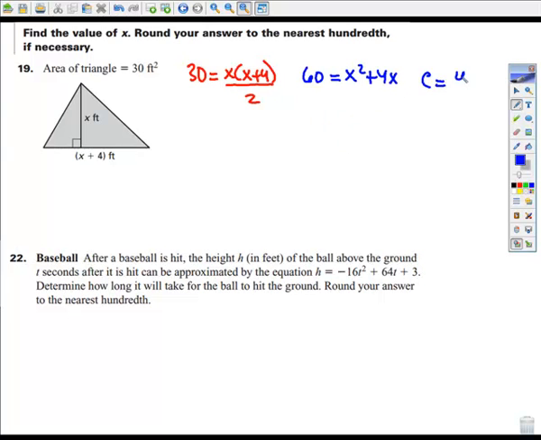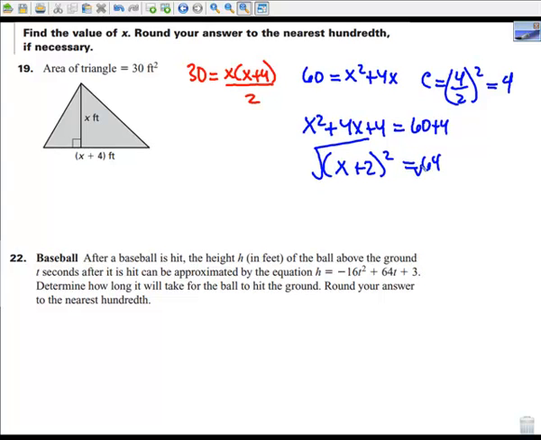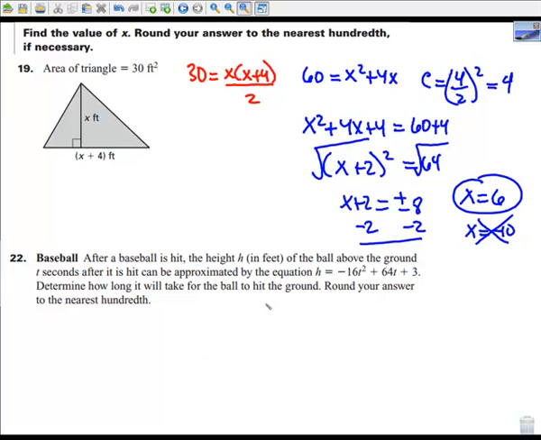So my c value is b over 2 squared, which remember we know is 2 squared, or 4. So I end up with x squared plus 4x plus 4 equals 60 plus 4. This becomes x plus 2 squared equals 64. Square root: x plus 2 equals positive and negative 8. Subtract 2, and x equals 6, or x equals negative 10, but I cannot use the negative 10, so x equals 6 in this case.